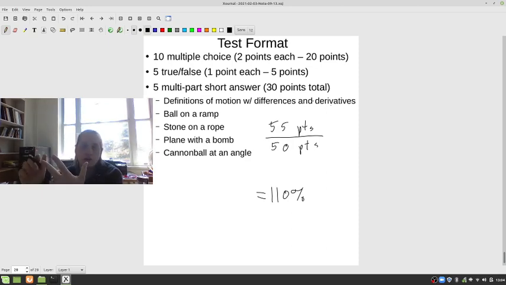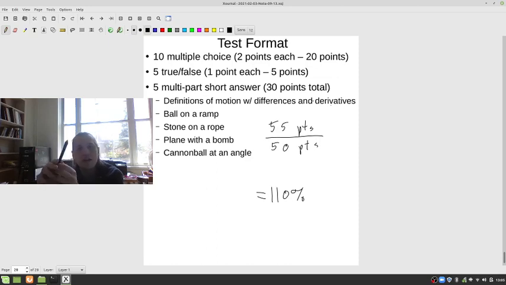Okay, stone on a rope. I have you calculate the centripetal acceleration. I have you calculate the period. I have you tell me what direction the centripetal acceleration is. It's always towards the center of the circle. Then a plane dropping a bomb problem: you find out how long it takes to hit the ground, and you find out how far the bomb travels after it's released. Okay, so that's essentially the problem we showed you.